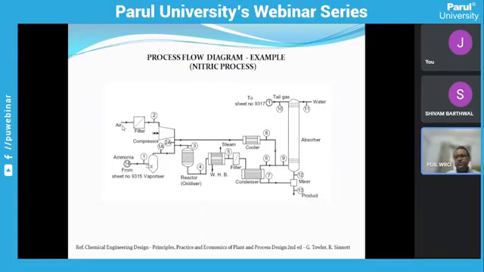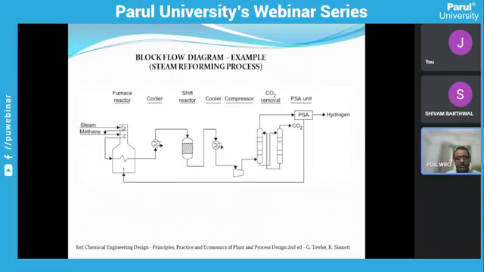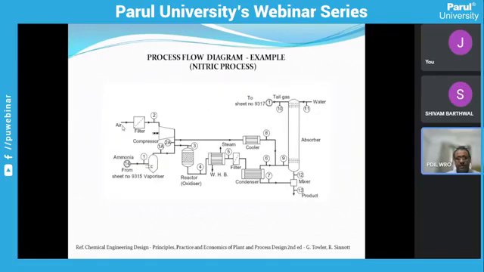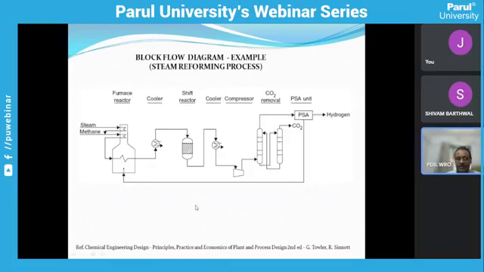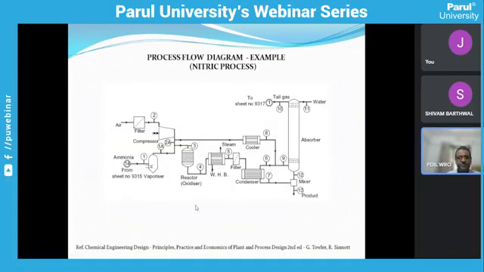And now this is a process flow diagram. If you look at it, in the process flow diagram we have identified the streams. In the block flow diagram, no stream number is assigned. But in the process flow diagram, the equipment symbol is required.